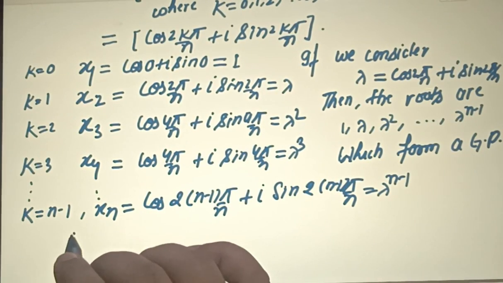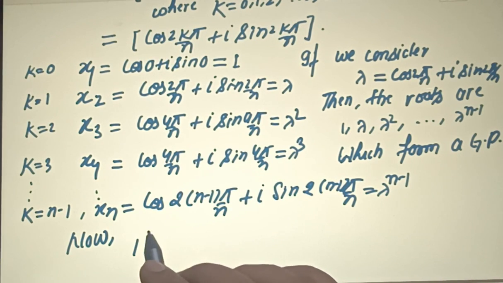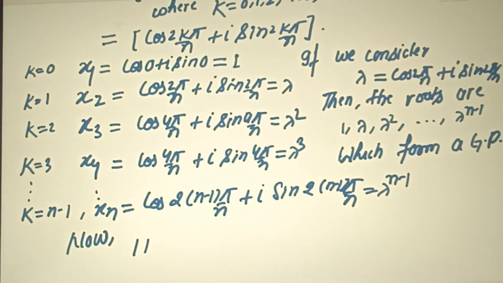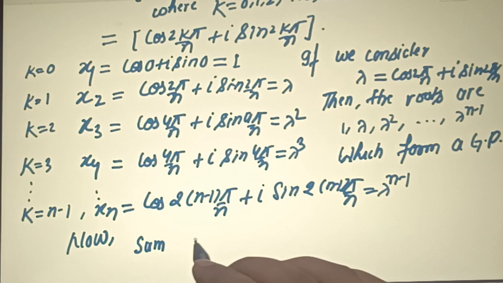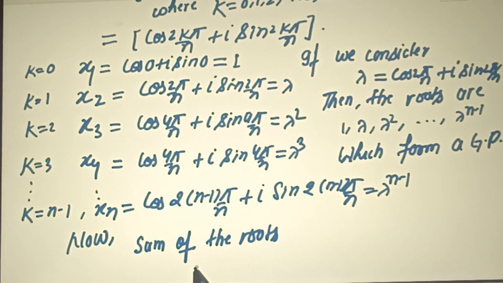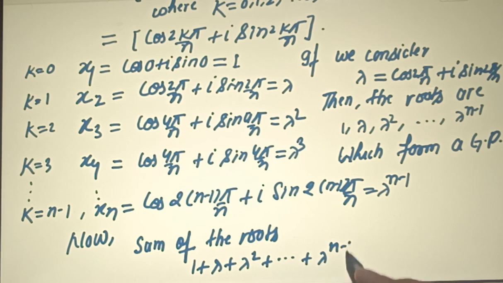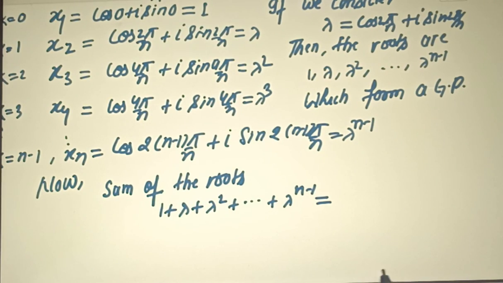Now the sum of the nth roots is 0, we need to prove it. The sum of the roots is 1 plus lambda plus lambda square, and so on, plus lambda to the power n minus 1, which is a geometrical progression with n number of terms.